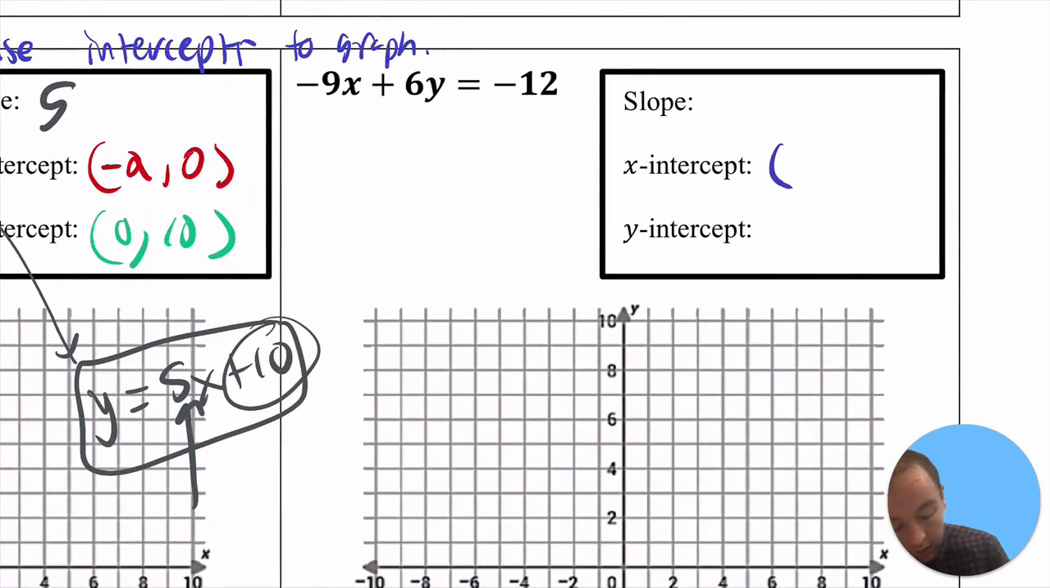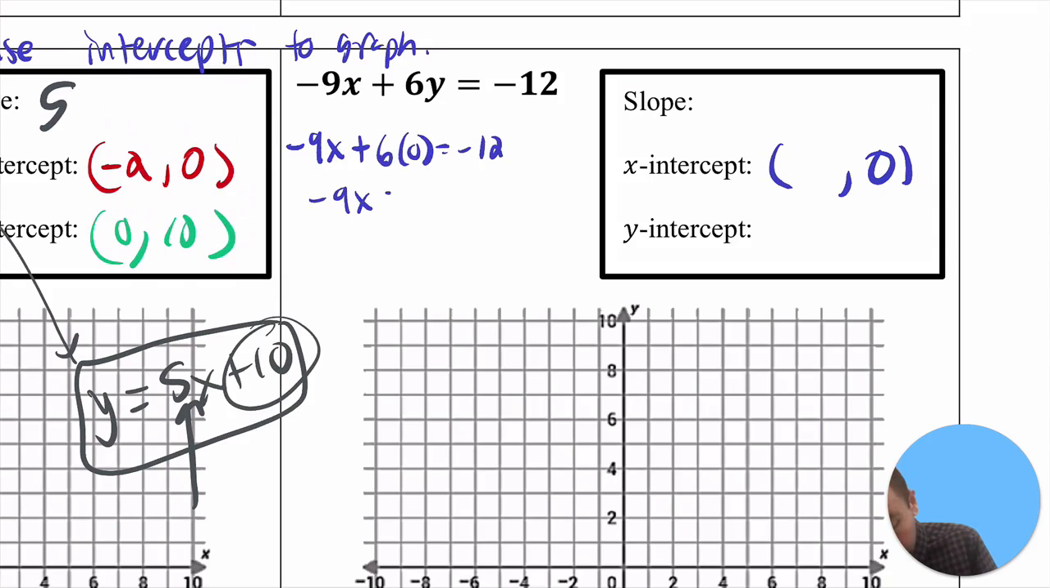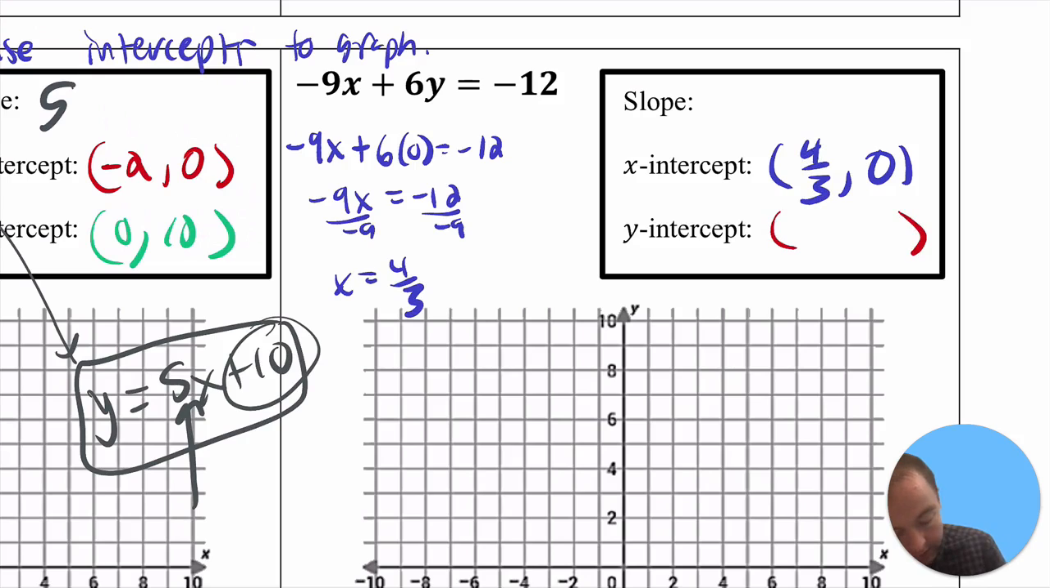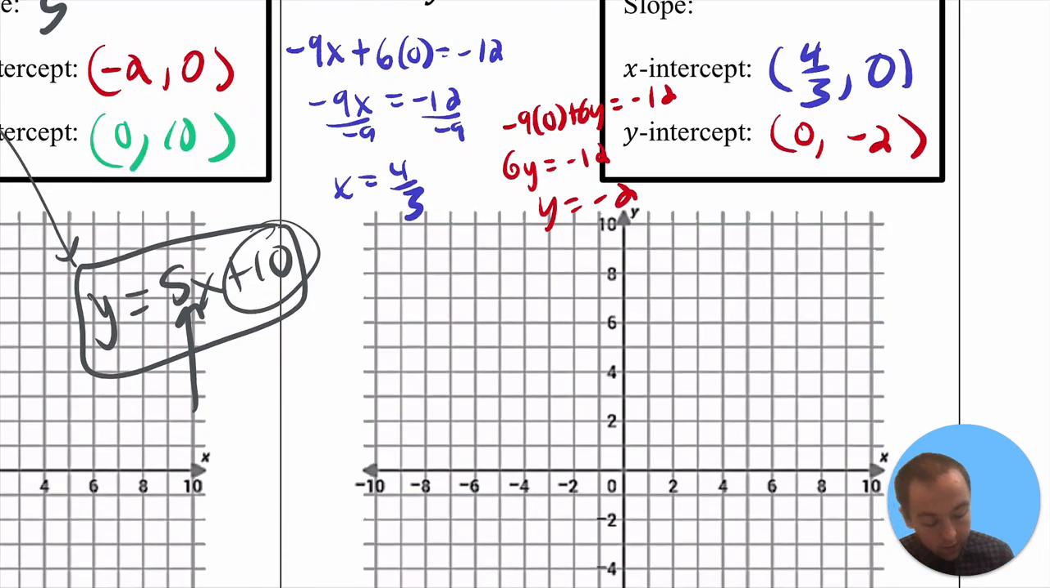If you're going to find the x-intercept of this line, you can substitute in a 0 for the other letter, which is y. So negative 9x plus 6 times 0 will equal negative 12, really just giving you negative 9x equals negative 12. If you divide by negative 9, you get that x equals positive 4/3 when you reduce that. And then you also get the y-intercept by using a 0 for x, so negative 9 times 0 plus 6 times y equals negative 12. So really just 6y equals negative 12, or y is going to equal negative 2. And so you get those nice pairs.